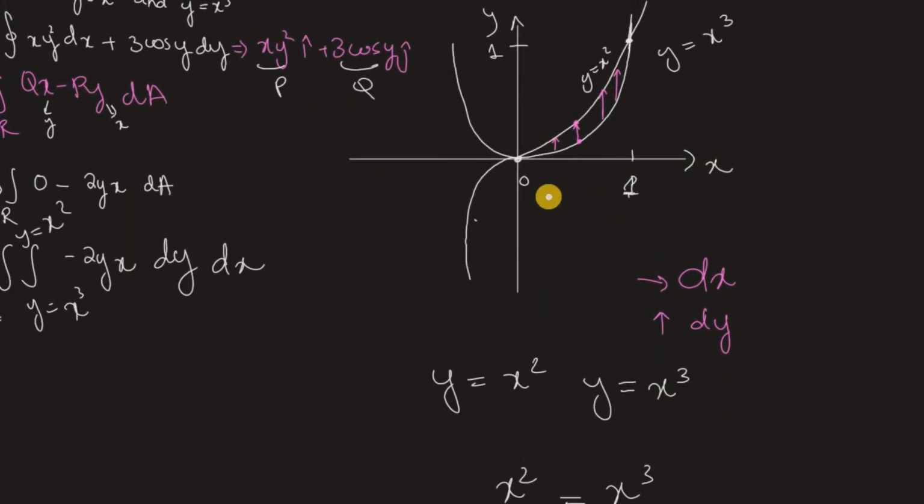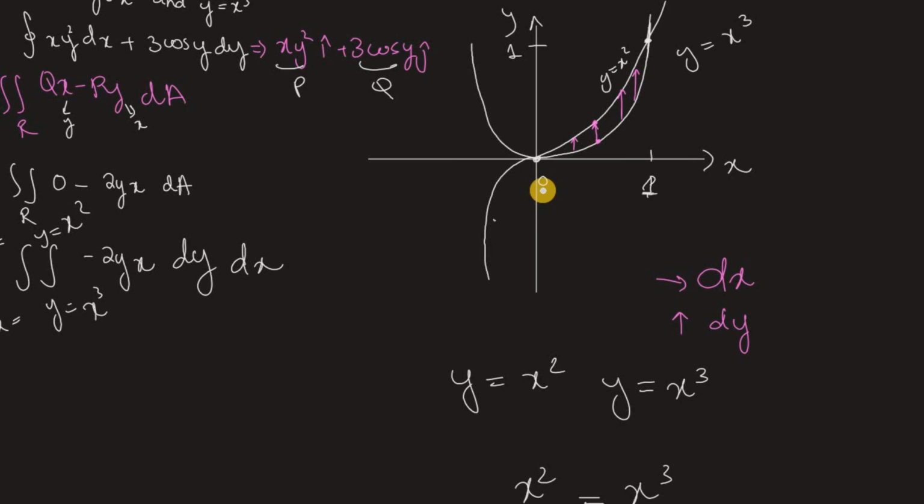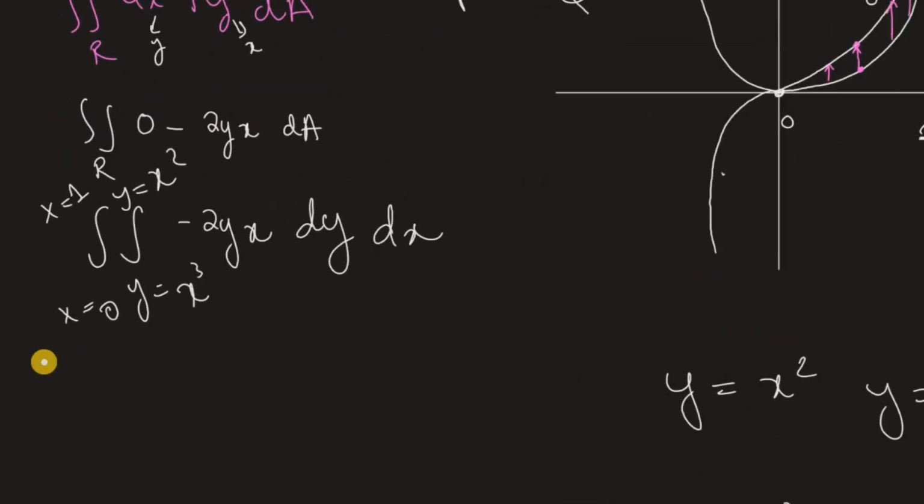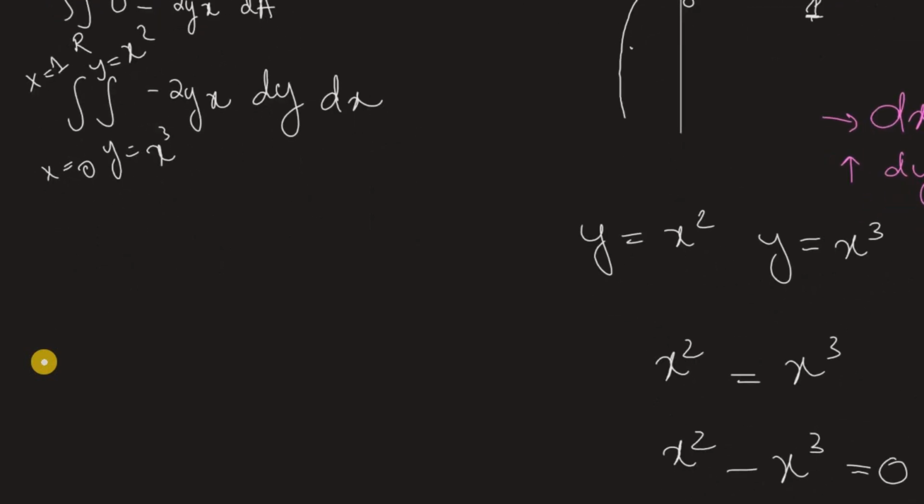So now that you know the x values, the lower value of x is 0 and the highest value of x is 1. So these are your constants for x. This is all you need to know in order to set up your integral. Now it's really simple. Let's go ahead and solve this integral.